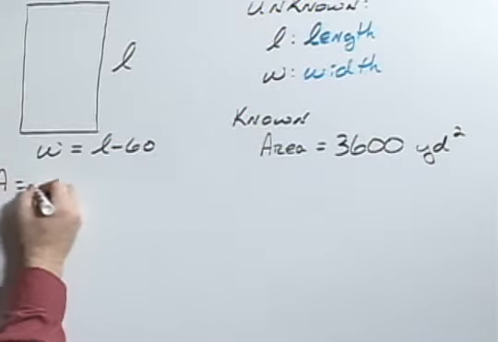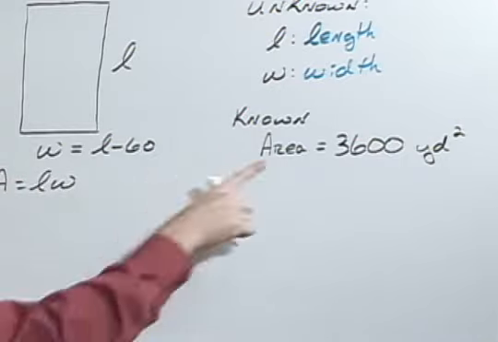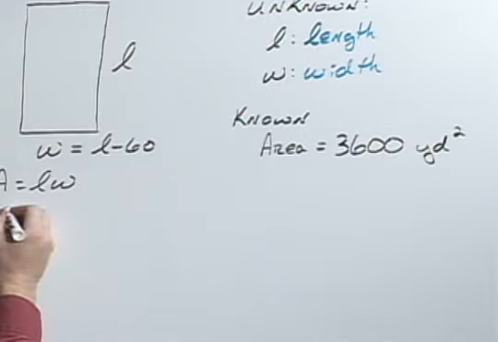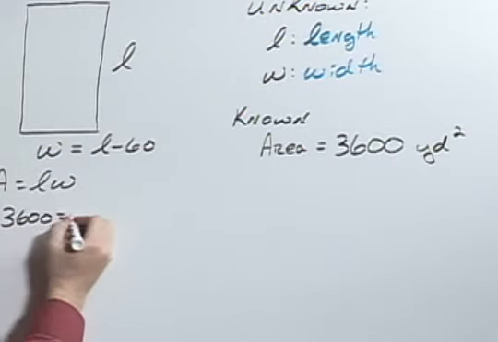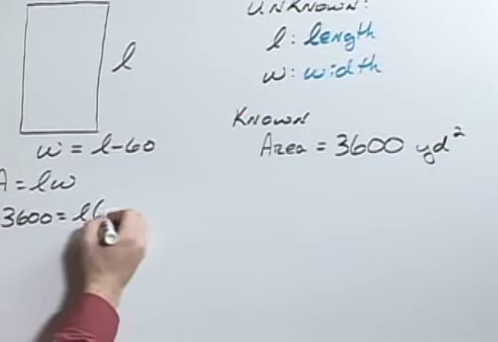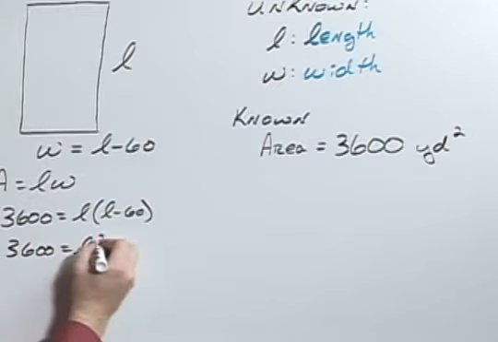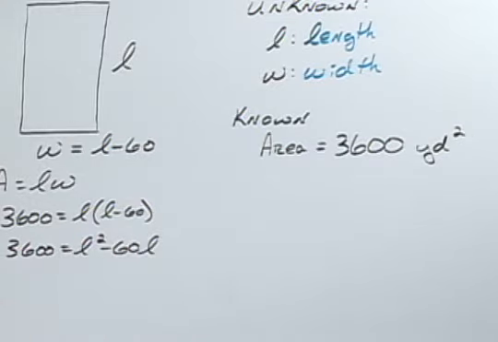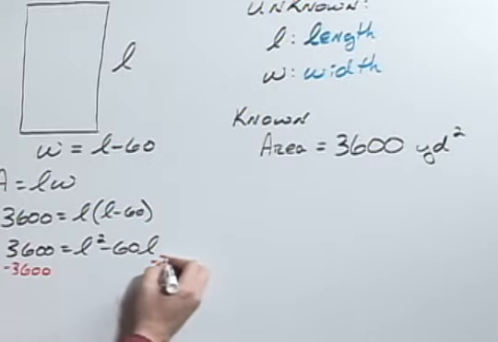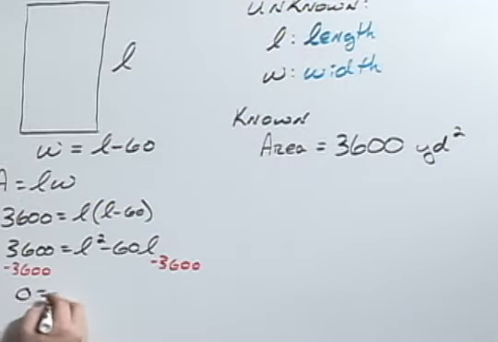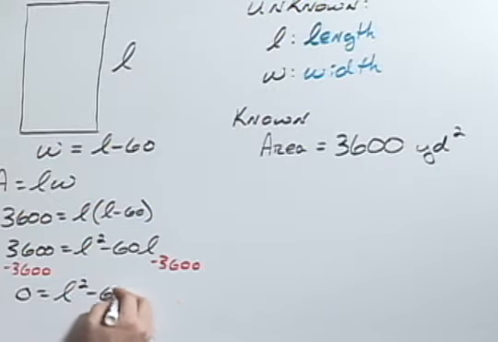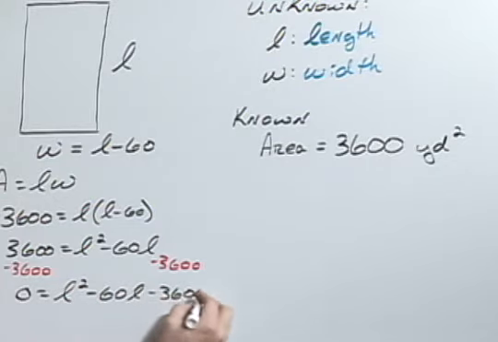Because area equals length times width, I can then use my information here to come up with 3,600 equals L times L minus 60. Distributing that L throughout, 3,600 will equal L squared minus 60L. Next, let's subtract 3,600 from both sides so that I get 0 equals L squared minus 60L minus 3,600.